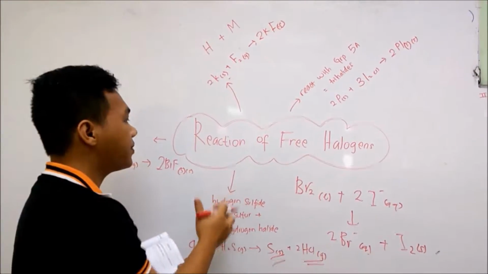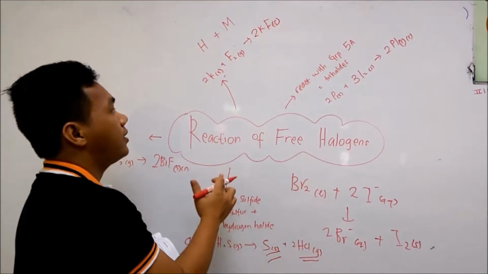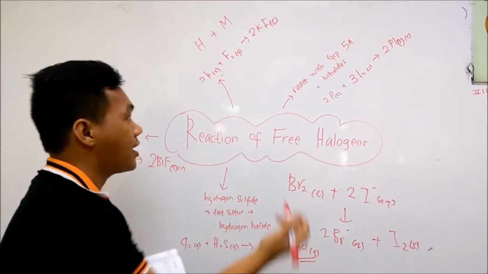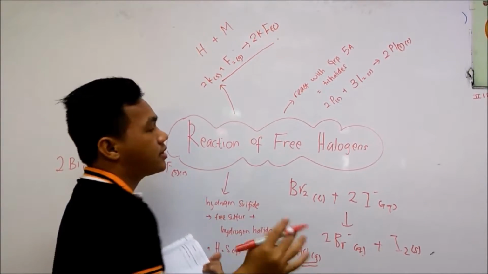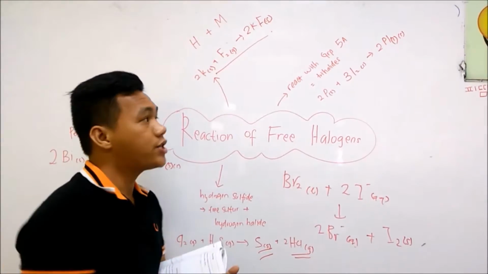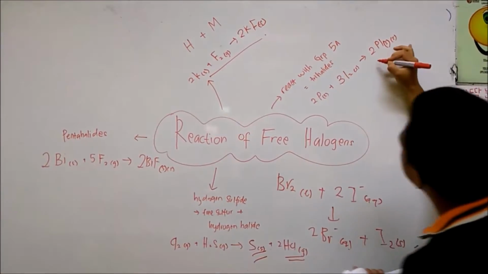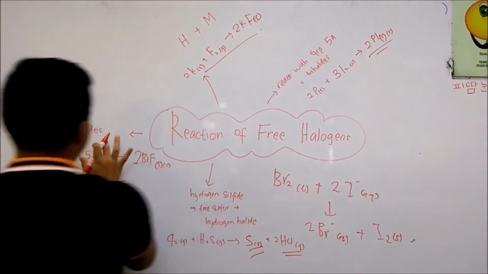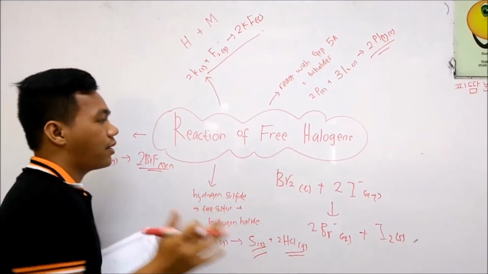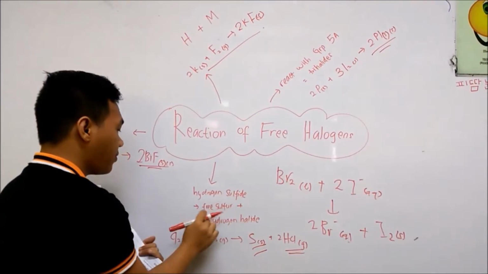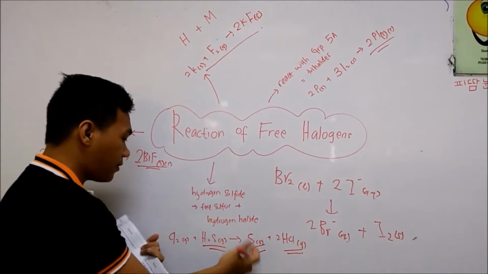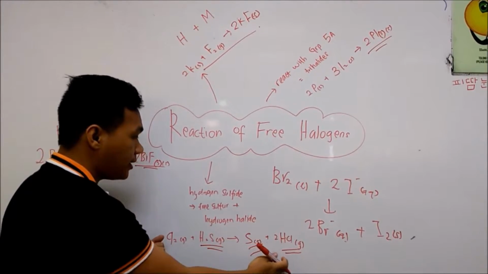Okay, next we proceed with the reactions of free halogens. The general reaction is between halogens and metals, as you can see here, and free halogens can also react with group 5 elements, which will produce trihalides, this one, and also pentahalides, this one. And free halogens can also react with hydrogen sulfide, which will produce free sulfur and also hydrogen halide.